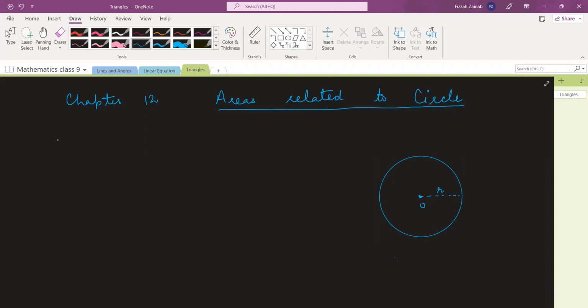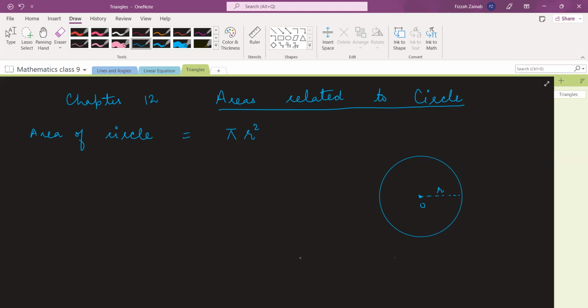In the previous classes, we have learned about the area and perimeter of various other figures like a rectangle, square, and triangles. So let us come to area related to circles. Area of circle. Now, what is the formula? Who will tell me? In your previous classes, you have already learned it. Pi r square. Yes, pi into r square, where r is the radius as you can see in the figure.